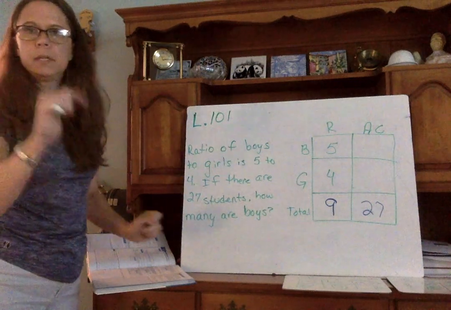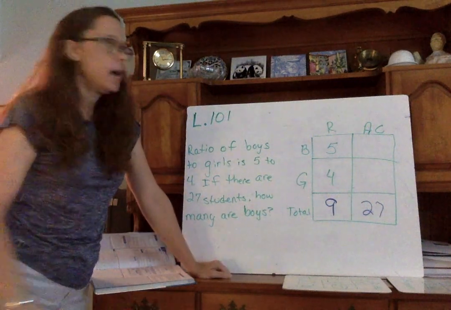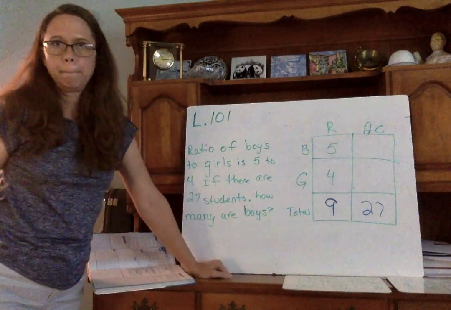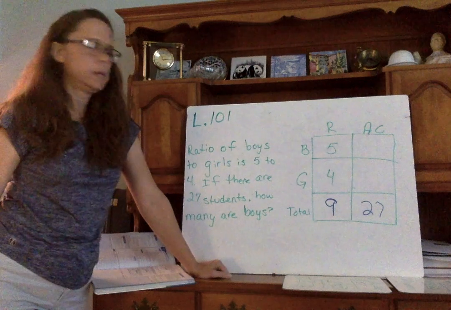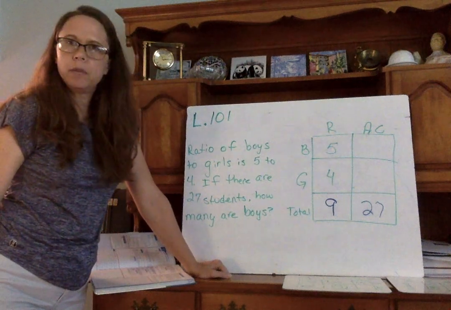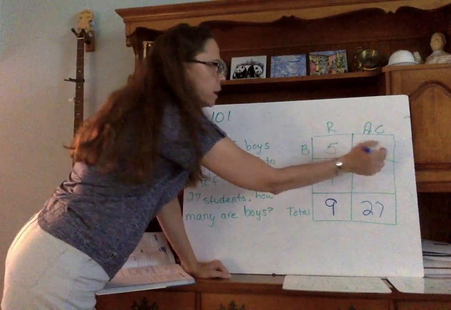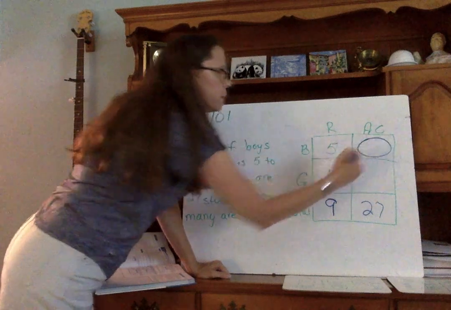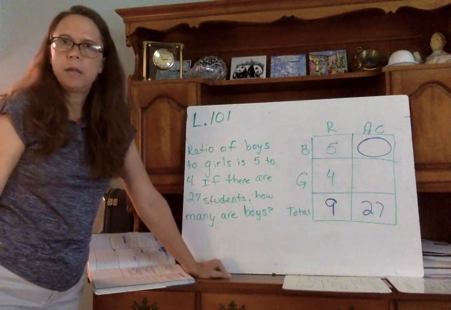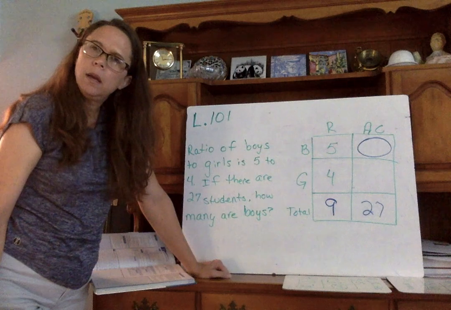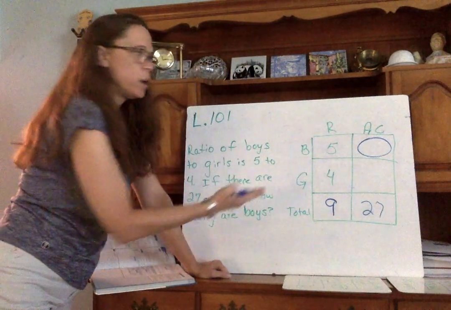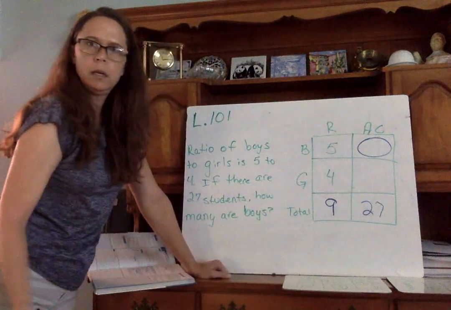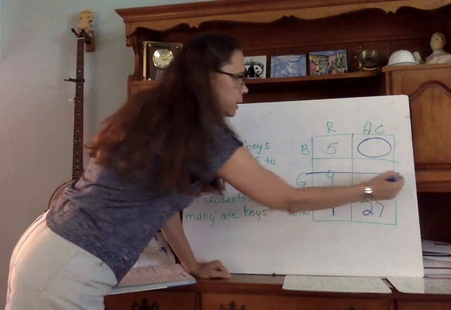Now this is an important part. I have 2 blanks left, right? I have to look carefully at my question. How many are boys? They want us to figure out this square, so I'm going to circle what they want us to figure out. Now what we're going to use is the row that's complete and the row with the one we want to figure out. At this point, we don't even need this row anymore.